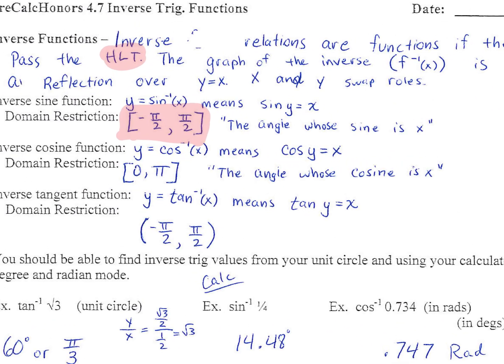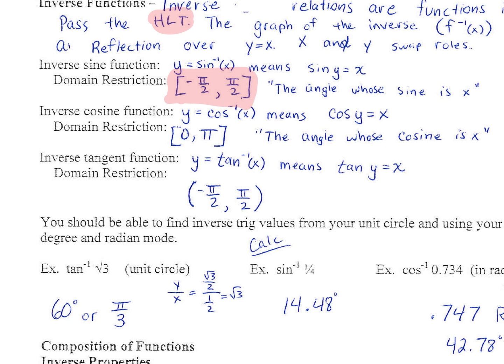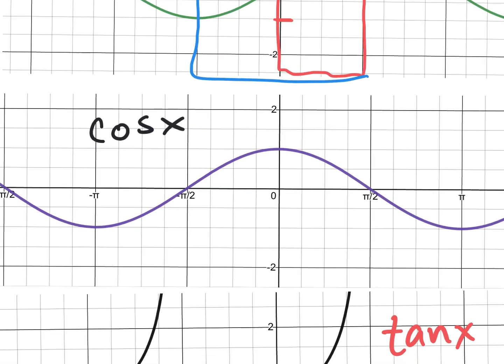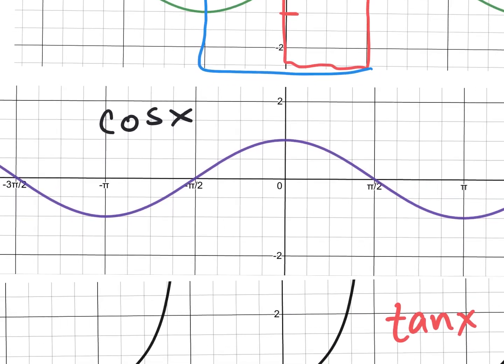Now with cosine, it's the same idea here. For cosine, our domain must exist between 0 and pi. Let's go back to the graph while we're keeping it in mind to make sense of why. Here I have cosine of x in the middle with that purple graph. Again, if I look at our first quadrant, 0 to pi over 2, I have values that are useful.